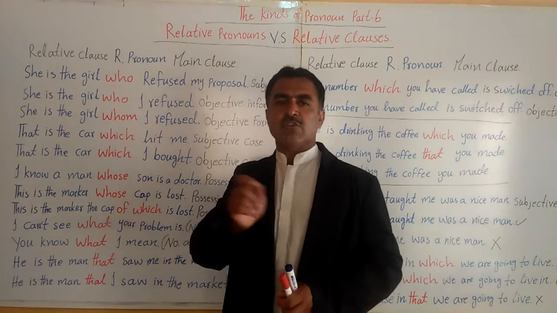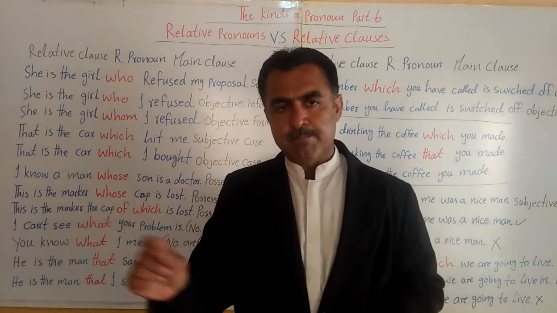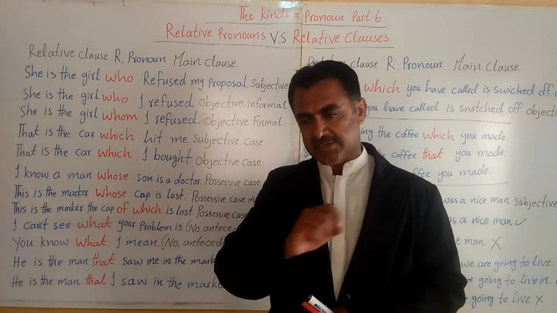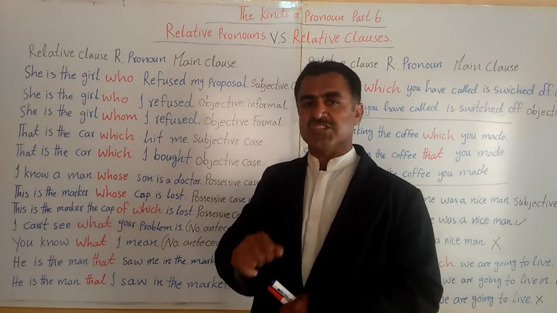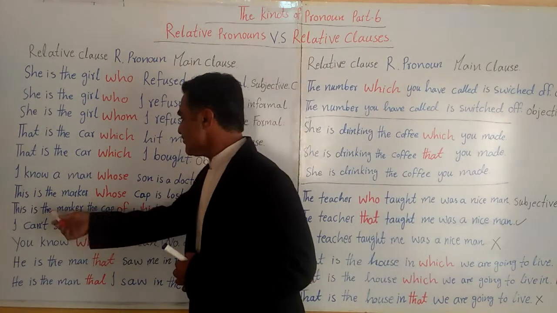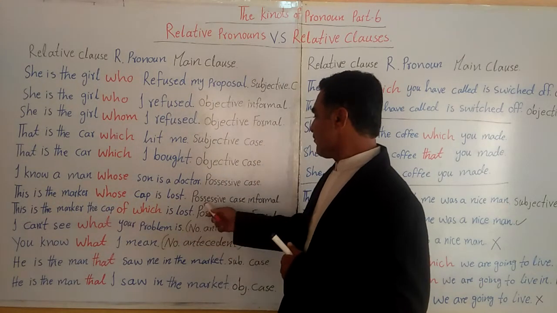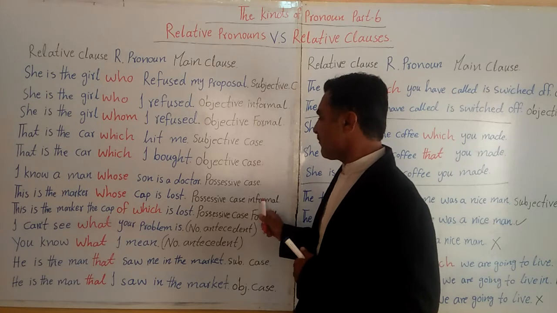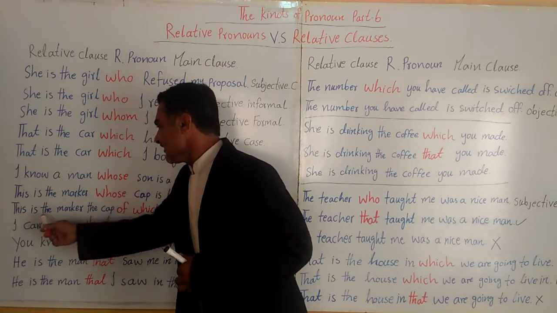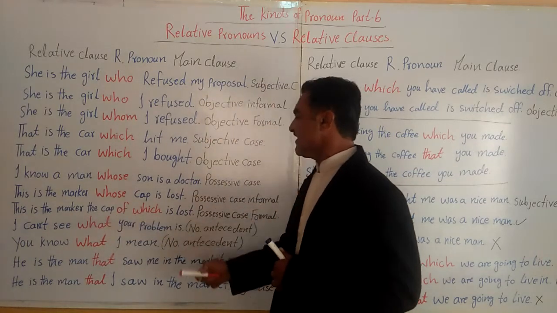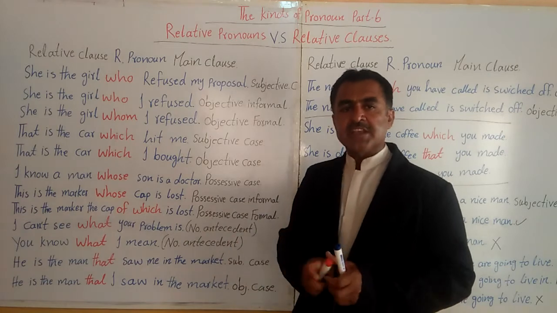When you want to write something, a kind of article or magazine or a statement, then you use formal English. Now you see, this is the marker whose cape is lost, possessive case, but informal for things. This is the original sentence. This is the marker, the cape of which is lost, possessive case, formal.